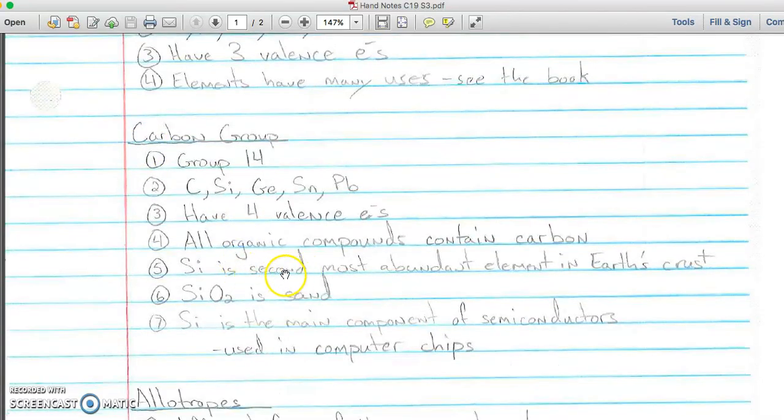Silicon is the second most abundant element in the Earth's crust. Now realize silicon is not a metal. Earlier we learned that aluminum is the most abundant metal in the Earth's crust, and iron was the second most abundant metal. But the most abundant element in the Earth's crust is actually oxygen. The second most abundant element is silicon.